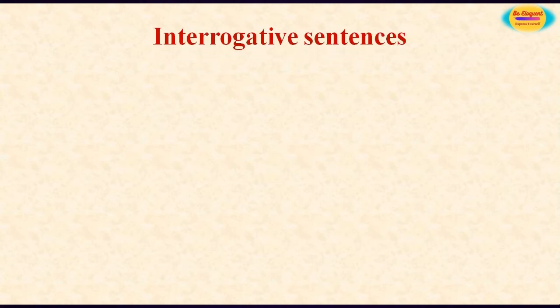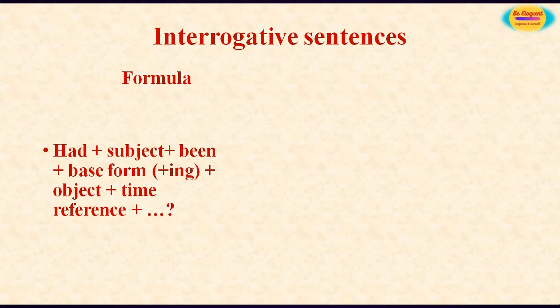To form interrogative sentences, the auxiliary verb had comes in the beginning of the sentence and a question mark at the end. Formula is: had and subject plus been plus base form of the verb plus ing plus object along with time reference and rest of the sentence, followed by a question mark.